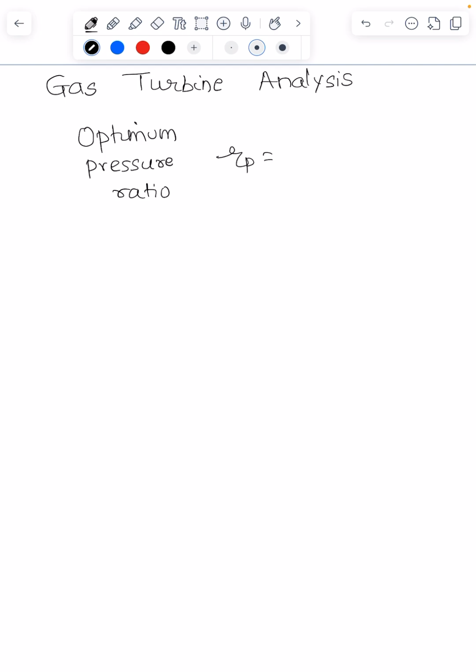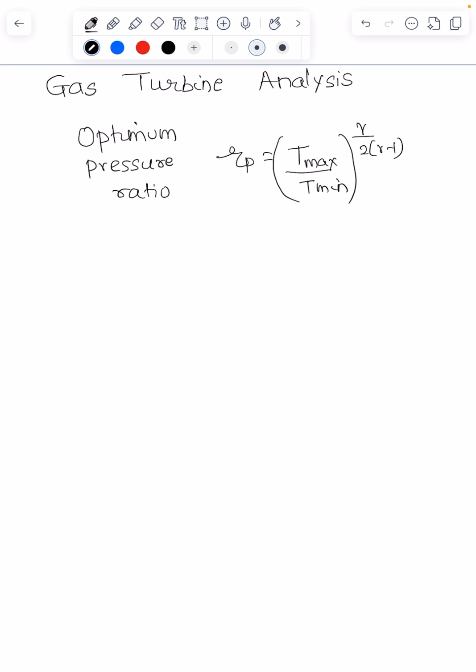Okay, so the expression which I have in mind is this: T max upon T min raised to gamma upon 2 into gamma minus 1. So this is the expression I'm going to derive. And this derivation is pretty simple. We need to use a bit of calculus for this. Let me first explain what the optimum pressure ratio is and what optimum means to me here.